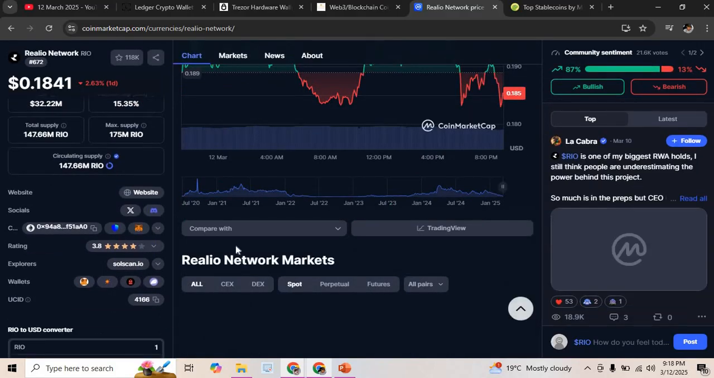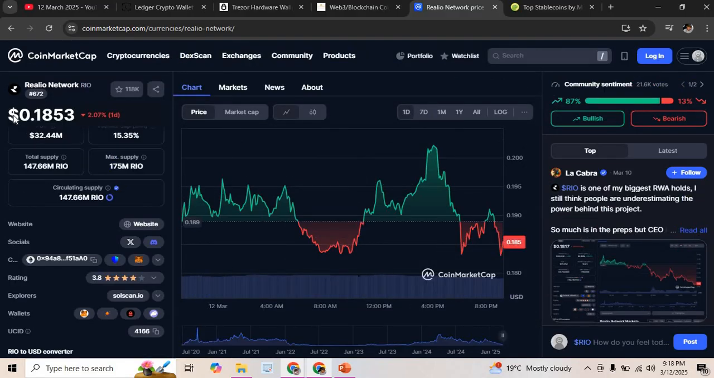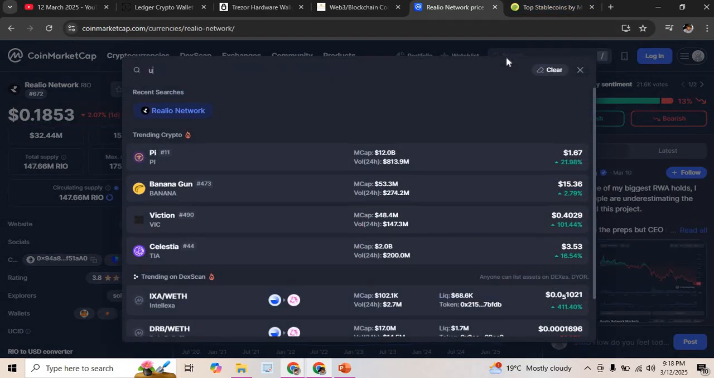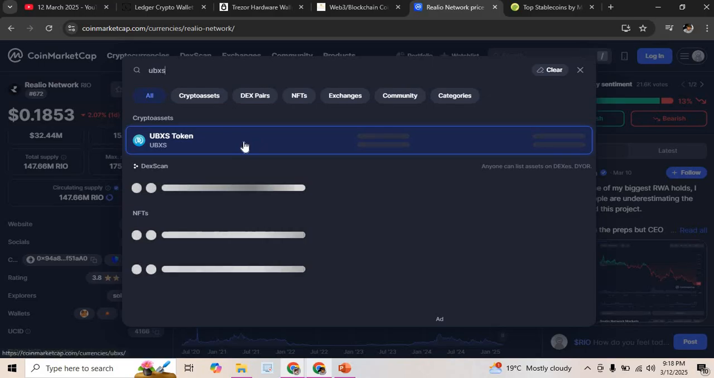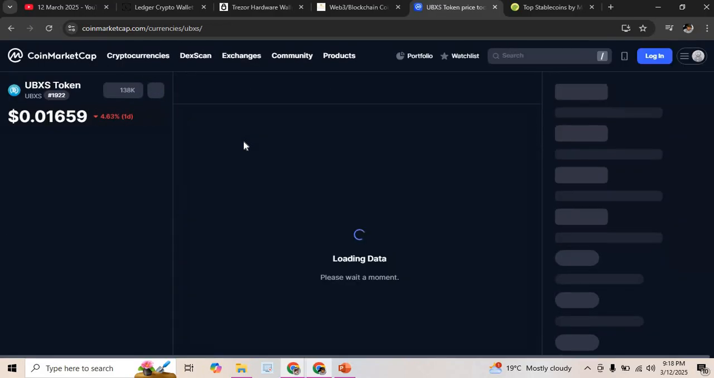Rio is a real world asset. This one right here is a real world asset. I think everyone should be owning that one. Then we have another one called UBXS. It's also an example of a real world asset.